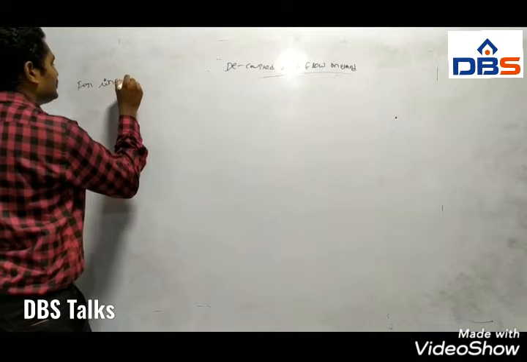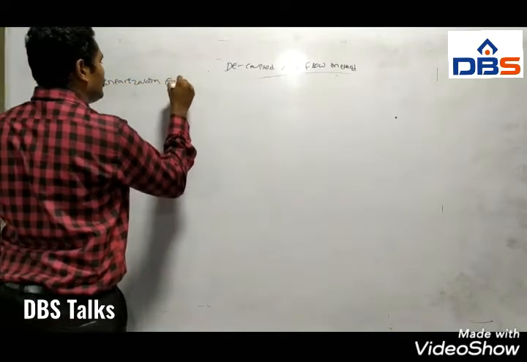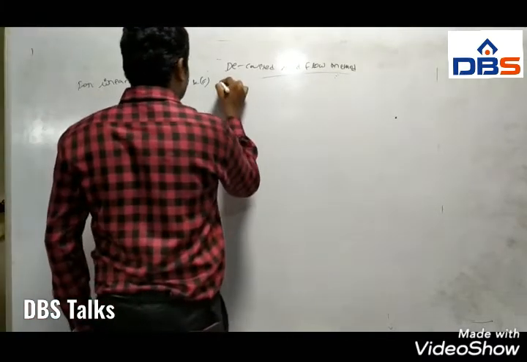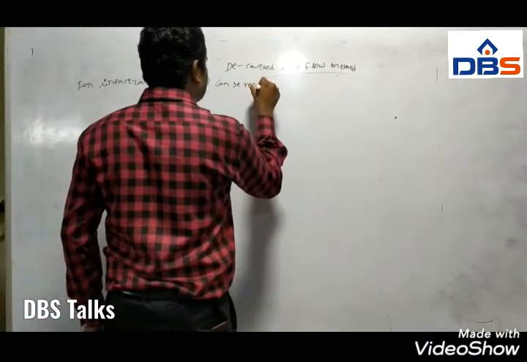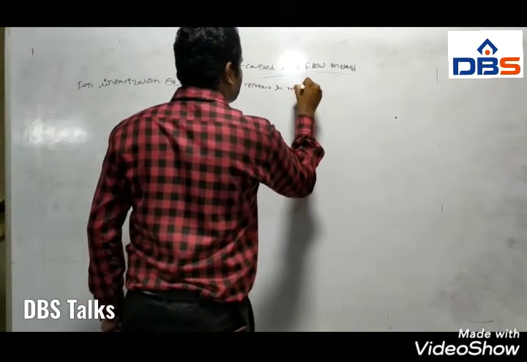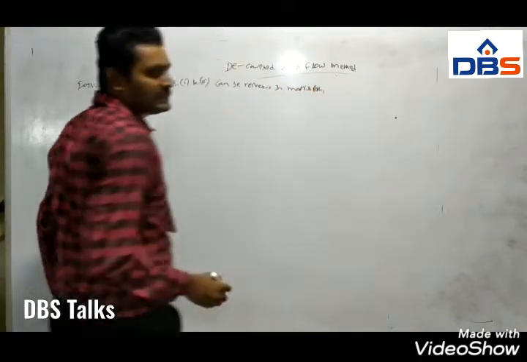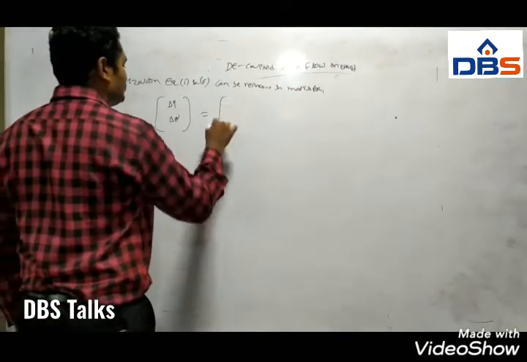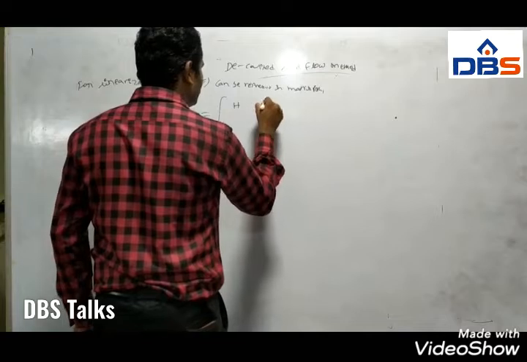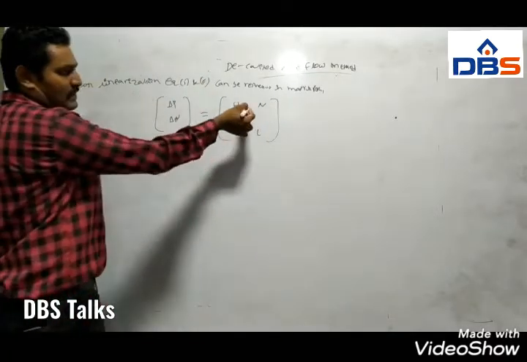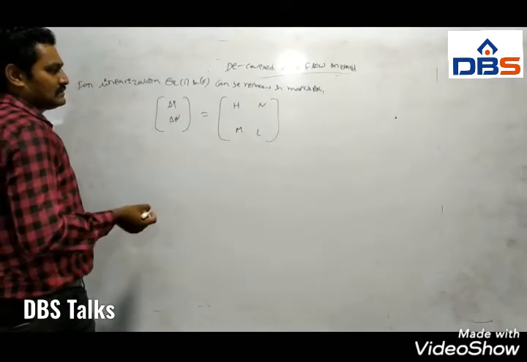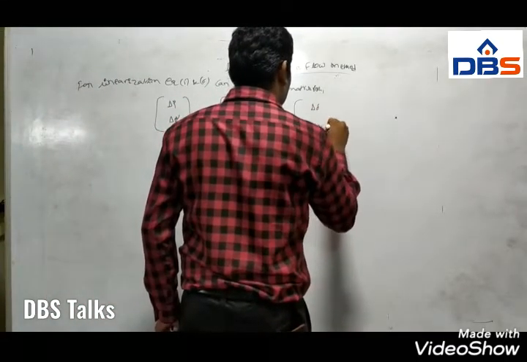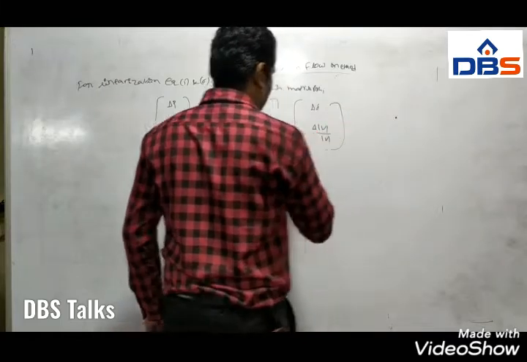For linearization, equations 5 and 6 can be represented in matrix form. That is [ΔP ΔQ] equal to the Jacobian submatrices, Jacobian elements H, N, M and L matrix, into [Δδ, Δ|V|/|V|].